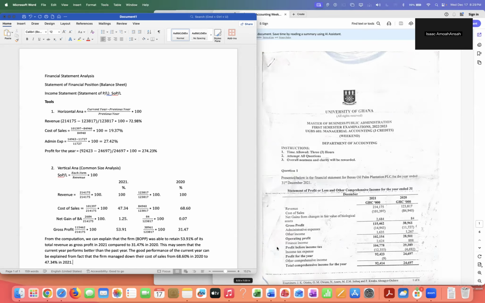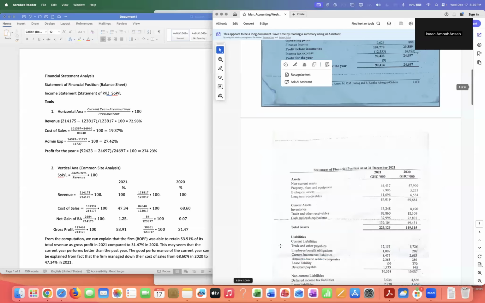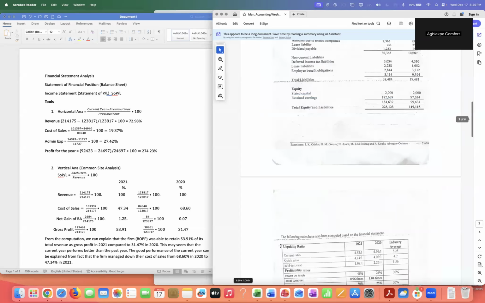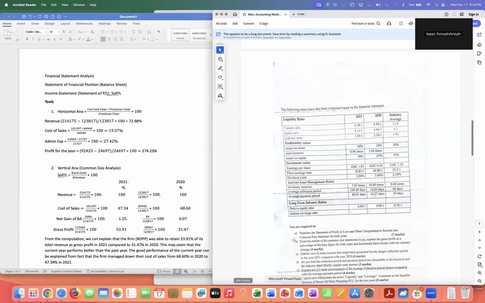And interestingly, in this question, that is the second requirement. I can show you right away. Let's go and see it. Comfort, you are fine. So look at the second requirement. From the results of the common size statement in A above, explain the gross profit as a percentage of the base figure for both years and benchmark these results with the industry averages for 4 marks, right?